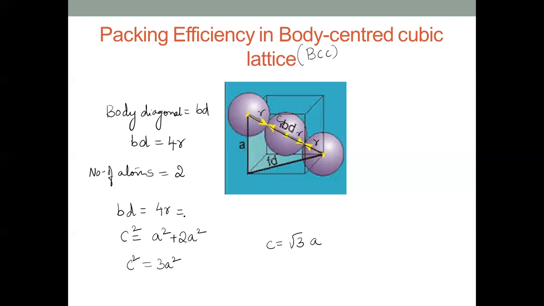So this C is 4R, which is equal to root 3 A. So from this, we know that 4R is equal to root 3 A. Now I can write A as 4R by root 3, or R is equal to root 3 by 4 into A.